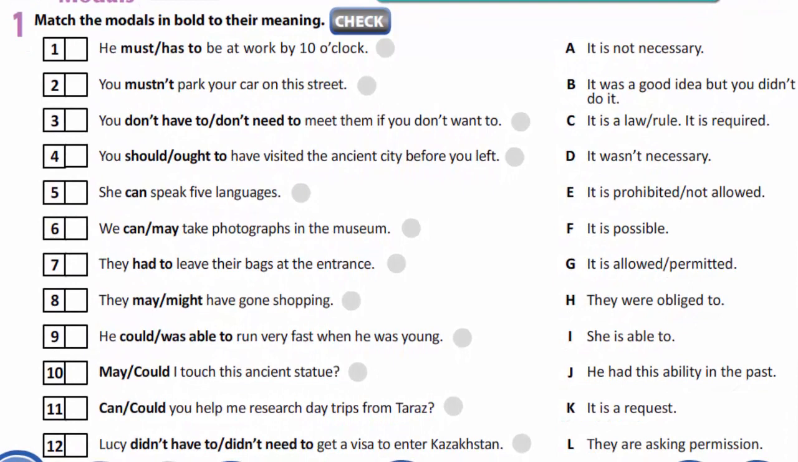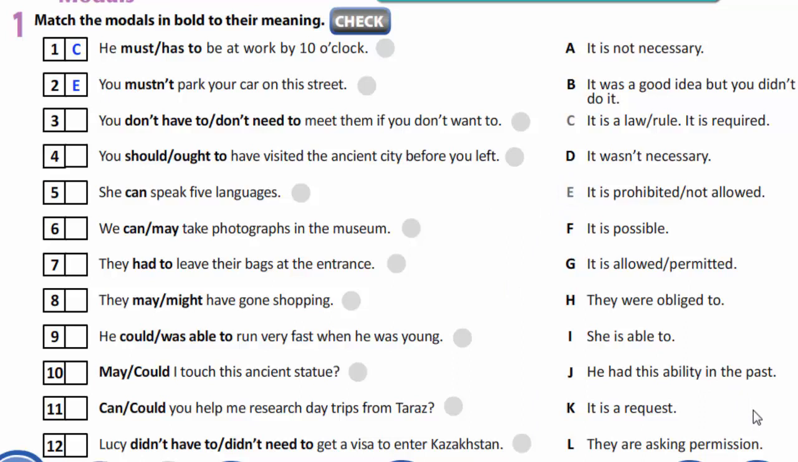Now, in exercise 1, you are to match the modals to their meaning. Now let's check. Number 1. He must or has to be at work by 10 o'clock. It's C. It is a law, rule. It is required. Number 2. You mustn't park your car in this street. It's E. It is prohibited, not allowed.